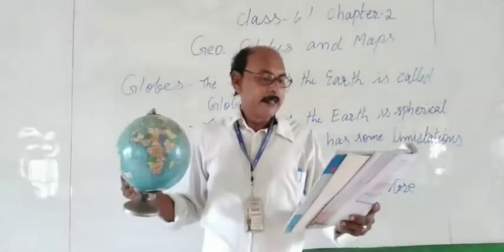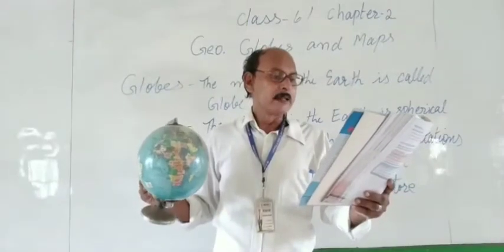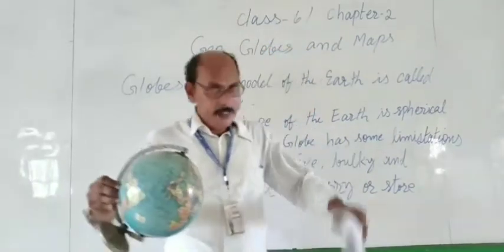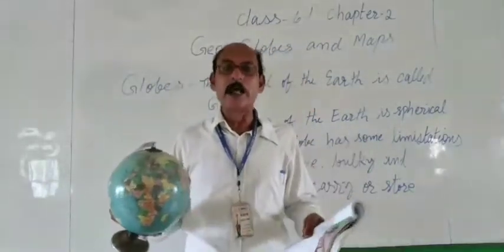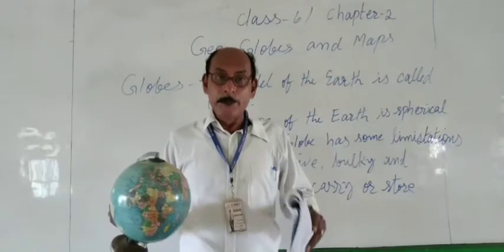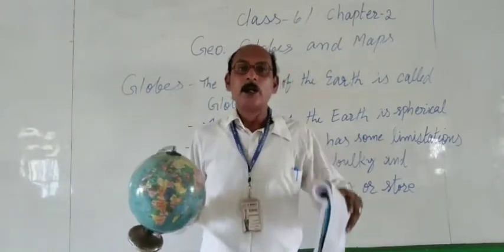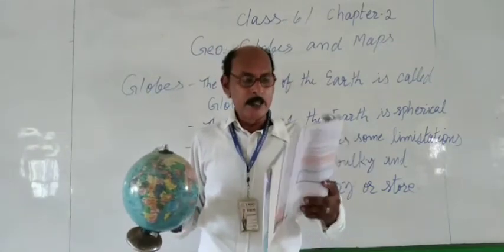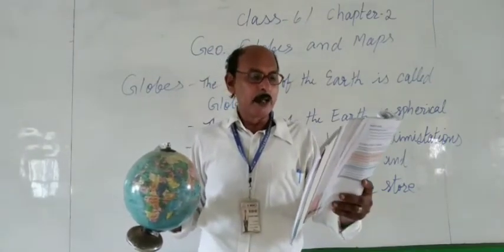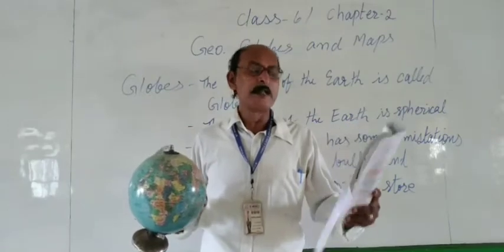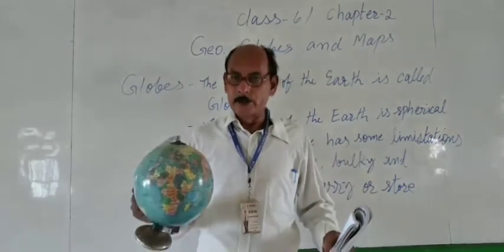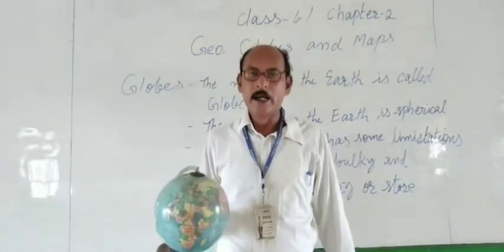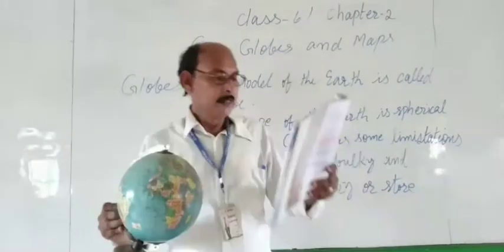So it is difficult for us to locate a place on it. When we see anything very round like a ball, it is difficult to locate where we have to start and where we have to end. That is why some geographers have developed tools like globes and maps. With the help of these tools, the globes and the maps, we study about the Earth.